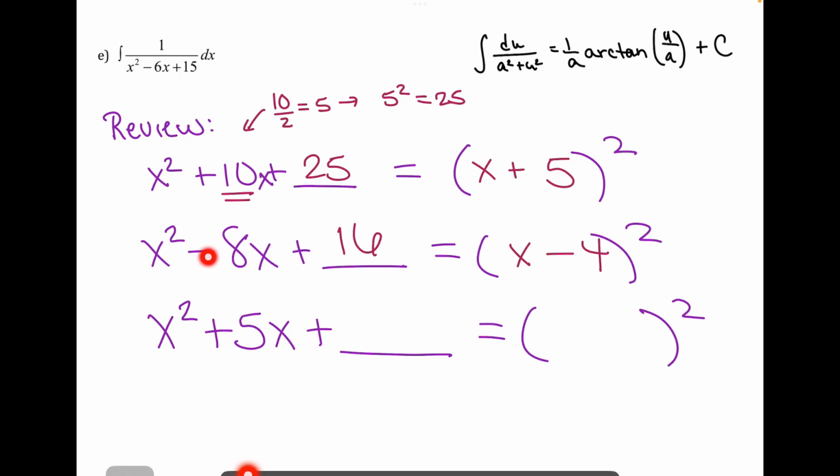Notice because we have that minus 8x, when we factor it, it becomes an x minus 4. Again, just to check, minus 4 plus minus 4 gives us the minus 8. Minus 4 times minus 4 gives us that plus 16.